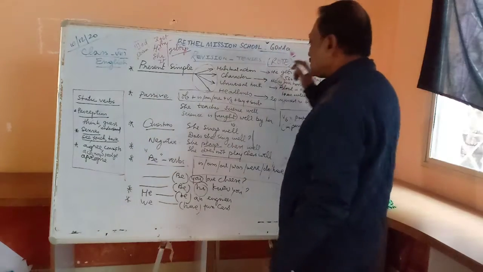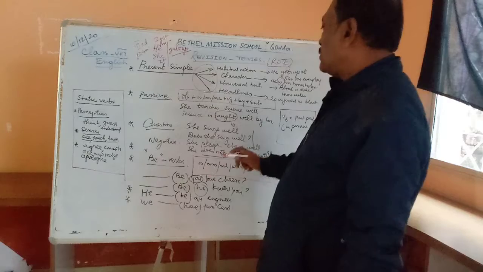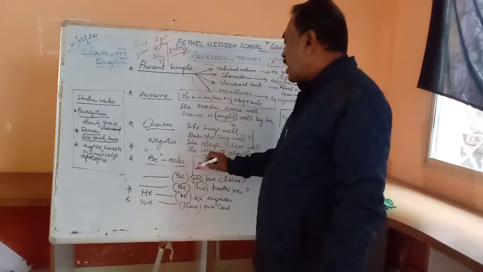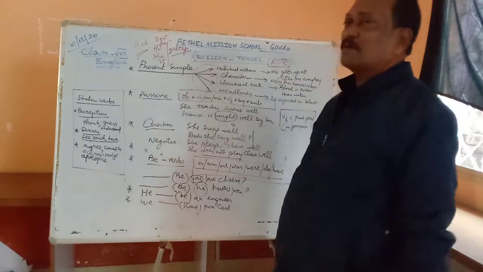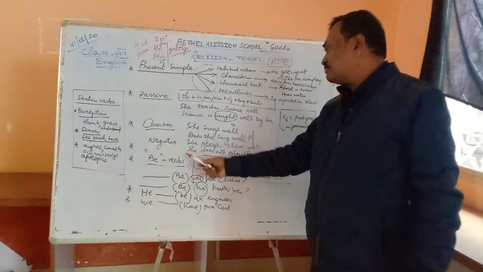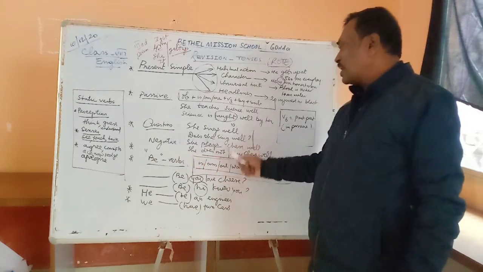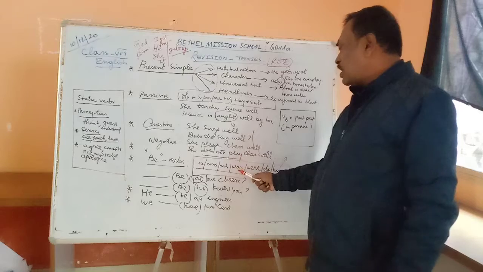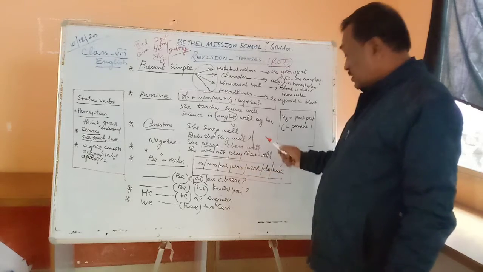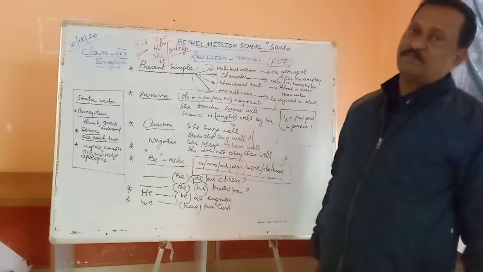So, is, am, are, was, were. The be verbs are commonly used in present simple. Look at these be verbs. I have made a note of it. Is, am, are, was, were, and do and have.